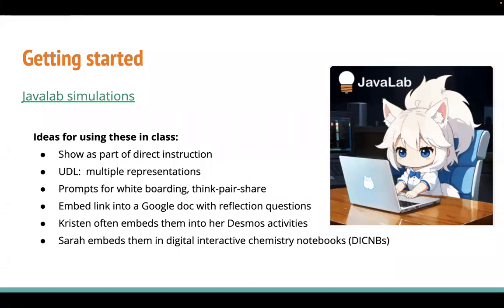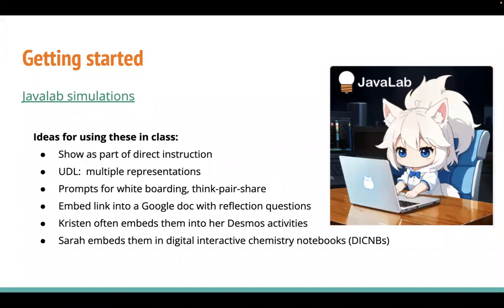I'm going to post a link to the whole slide deck here so that you can follow along. We have all the links posted in the documents. You'll definitely want to be able to go back and look at those later. And we're going to go through a bunch of different Javalab simulations, and we had a bunch of ideas for how you might use these different activities with your students.